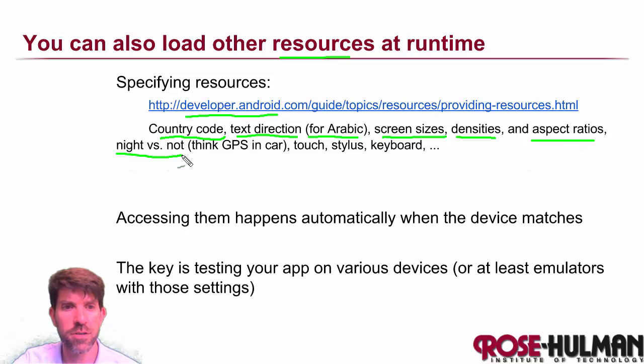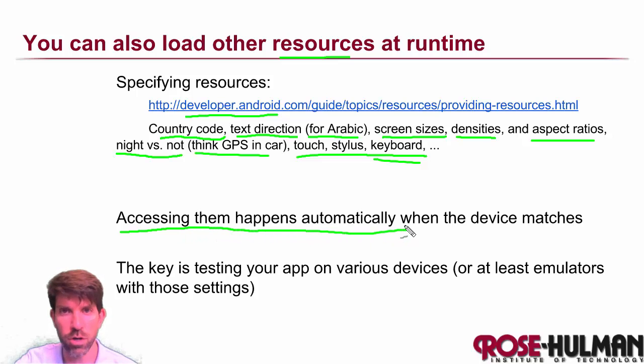You might want different colors if your app was being run at night. I think about GPS apps, that when you use them in the car, they kind of fade at night so that they're not so much of a distraction. And then even different kinds of input modalities. You might want to design different parts of your app differently depending on whether you had an on-screen keyboard or a physical keyboard and so on. Accessing them is incredibly easy because you don't do any work. As soon as it gets loaded onto the appropriate device or orientation or country or language, it's just going to happen.